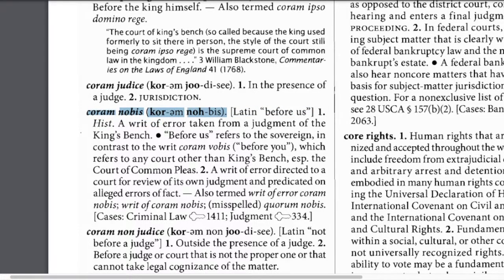Coram nobis, before us. It's a writ of error taken from a judgment of the King's Bench. Before us refers to the sovereign, in contrast to the writ coram vobis, before you, which refers to any court other than the King's Bench, especially the Court of Common Pleas. 2. A writ of error directed to a court for review of its own judgment and predicated on the alleged errors of fact. Also termed writ of error coram nobis; writ of coram nobis, misspelled. Well, there's a misspelled one for the uneducated, but we here like to stick with the correctly spelled ones. Okay, so there it is. Coram nobis, before us.